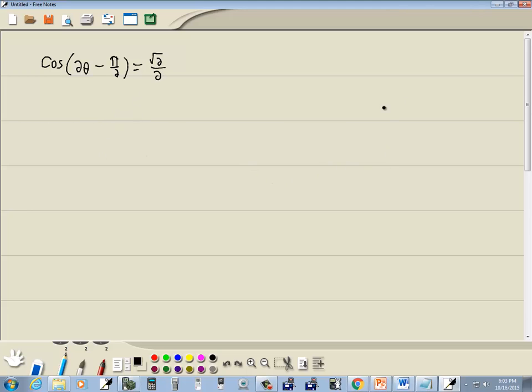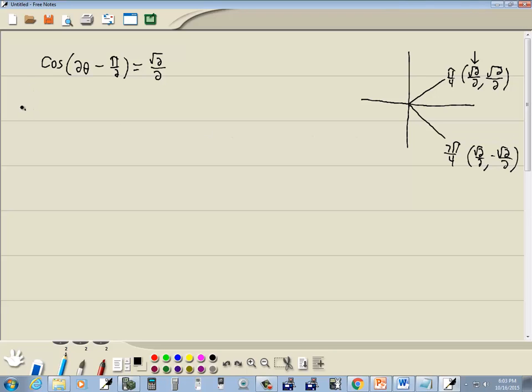Well, if I look around on the unit circle, I'm looking where cosine is equal to square root of 2 over 2. Well, here at pi over 4, it's equal to square root of 2 over 2, because remember, cosine is our x part, which is right there. And down here at 7 pi over 4, it's also equal to square root of 2 over 2.